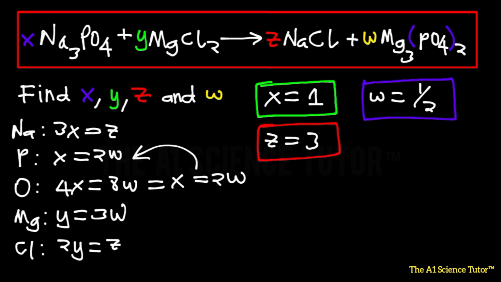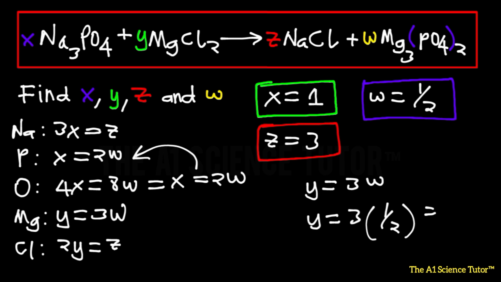And then we also need to find y. So we know that y is equal to 3w. Now w is a half. So that will be y is equal to 3 multiplied by 1 half. That should give us 3 halves. So y will be equal to 3 halves. Let me rewrite it. So that's what we're going to have.